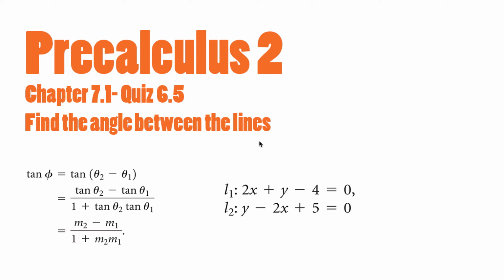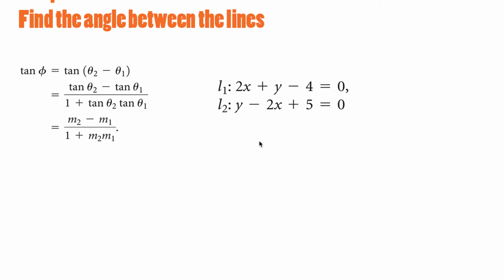So in this section for quiz 6.5, it says find the angle between the lines. Now, on the quiz, I am going to provide this formula, but you need to know how to use it. Phi here is the angle between the two lines. In order to calculate this angle, you need to find m2 minus m1 over 1 plus m2 times m1.